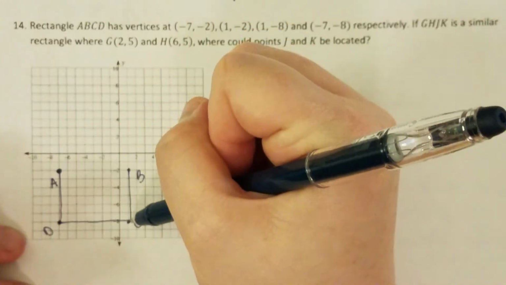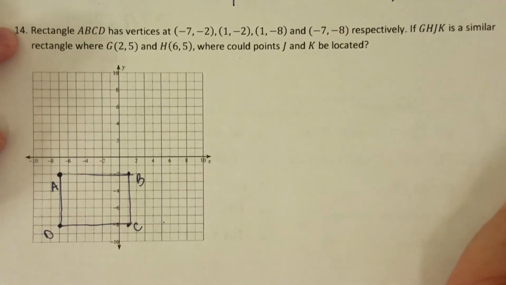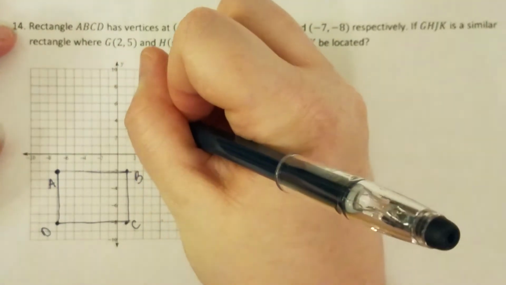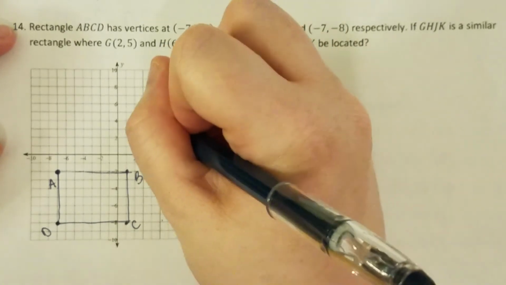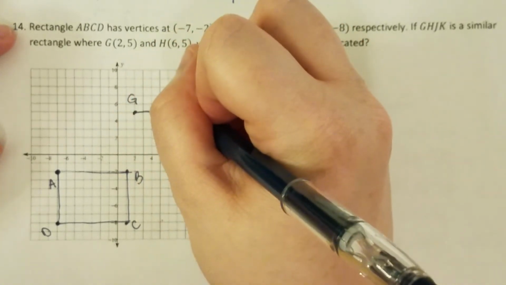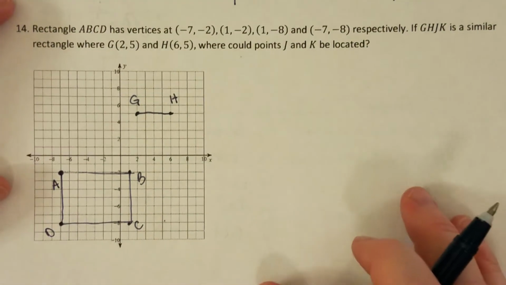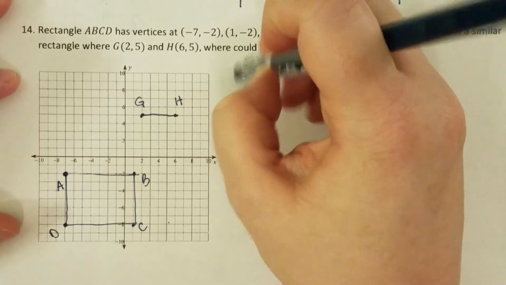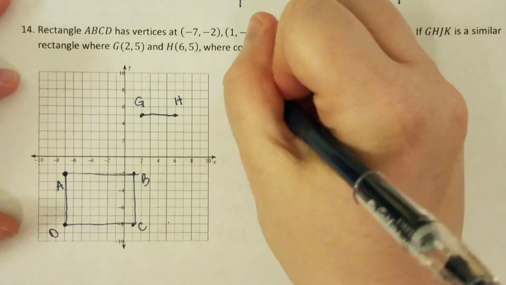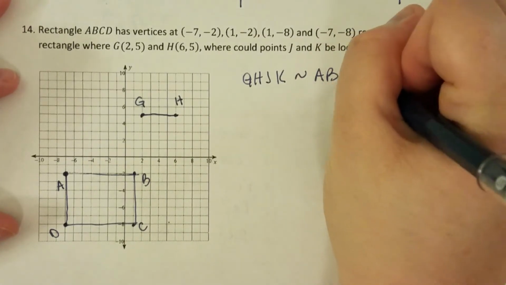So this is a rectangle. It's a rectangle. And GHJK is a similar rectangle, and they give us 2 points, 2, 5, and 6, 5, right there. And they want us to know where J and K could possibly be located. So it's very important to note that they give us a similarity statement here. So they say that GHJK is similar to ABCD.